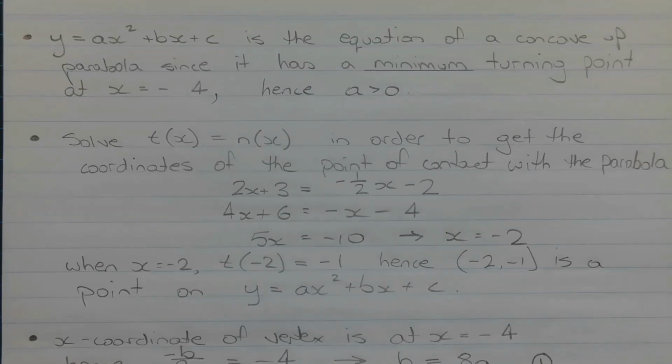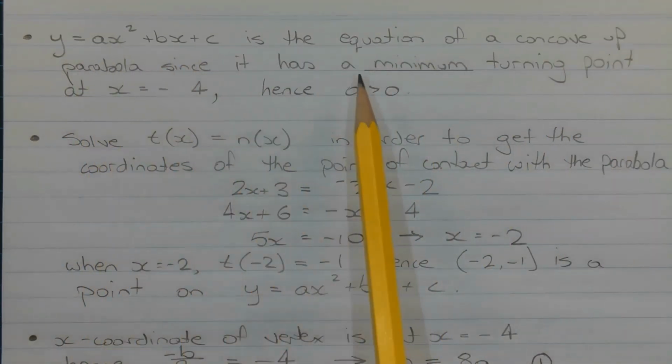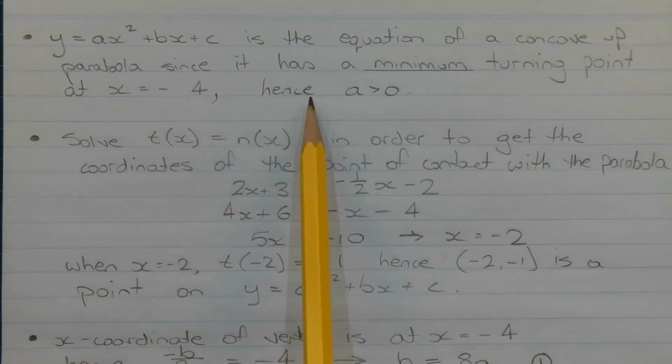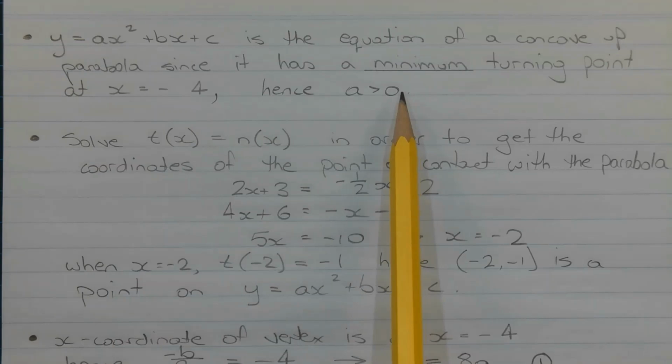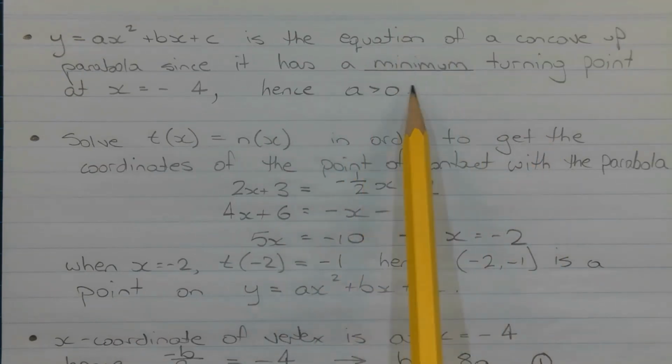The first thing we can establish is that y equals ax squared plus bx plus c is the equation of a concave up parabola, since it has a minimum turning point at x equals negative 4. Hence the value of the leading coefficient a is positive, or greater than 0. If it had a maximum turning point instead, then a would be negative.